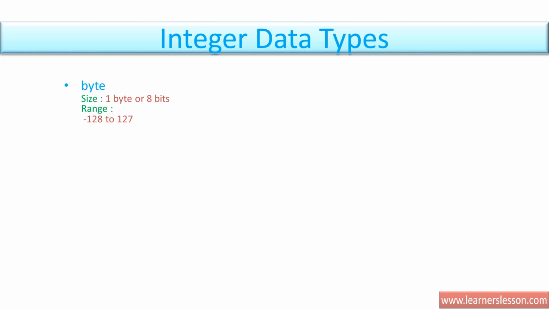What we have seen is byte. Byte is going to store a very small value and its size is 1 byte or 8 bits. Let us not bother about 1 byte or bits. So let us look at the range.